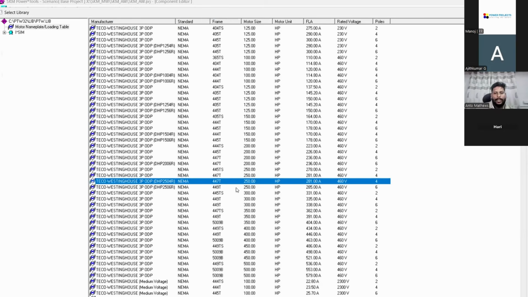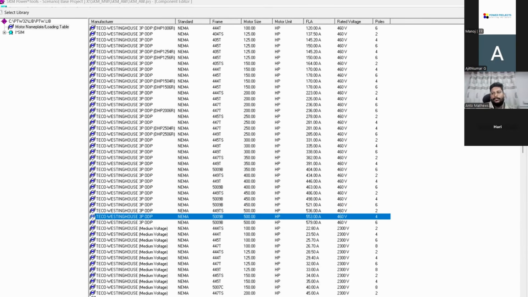I will be using a 500 HP motor, which is also at the 460 voltage level.